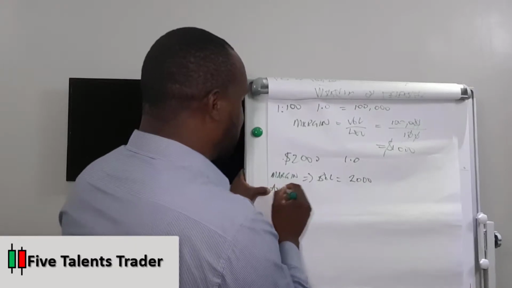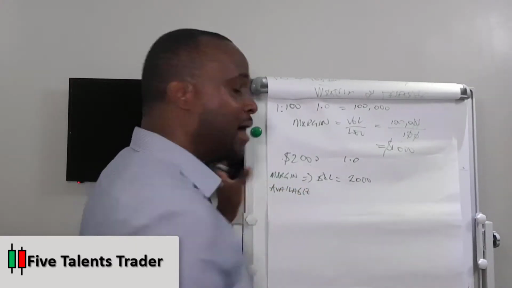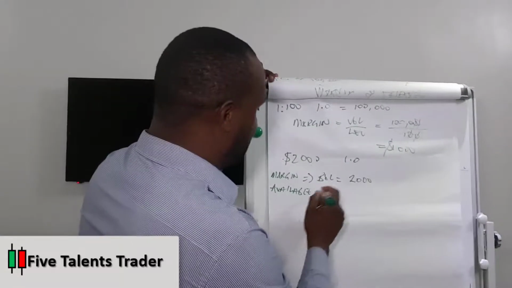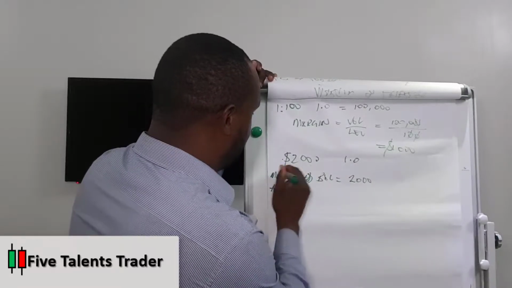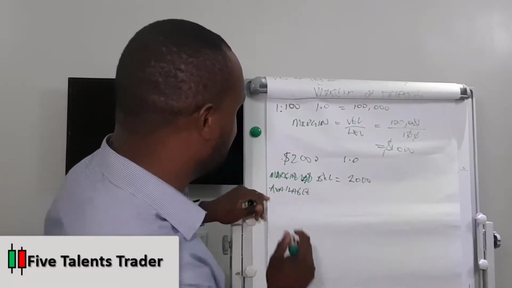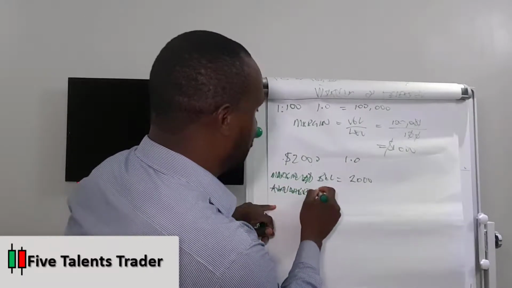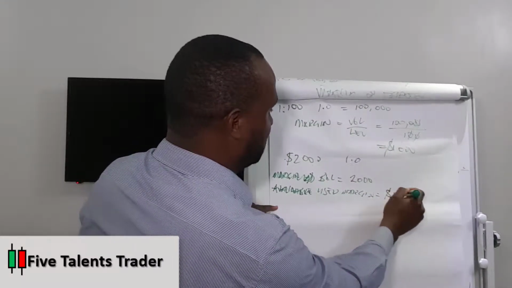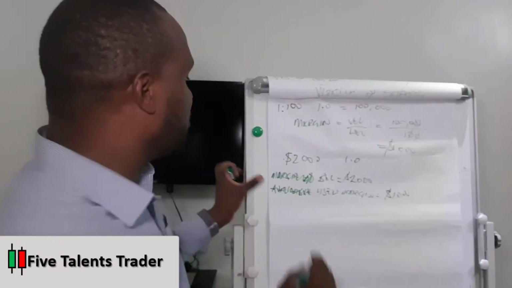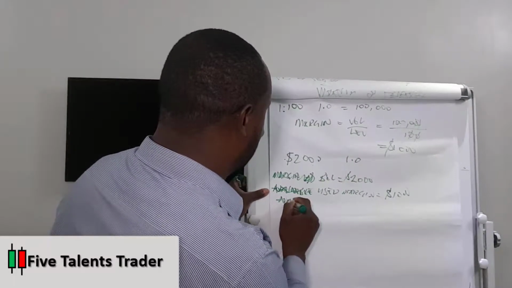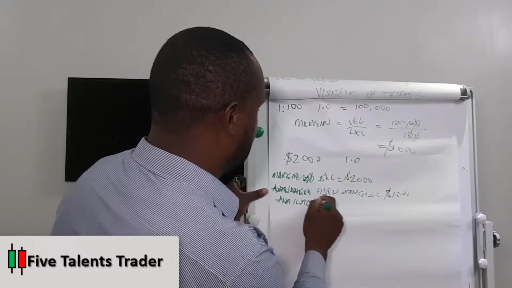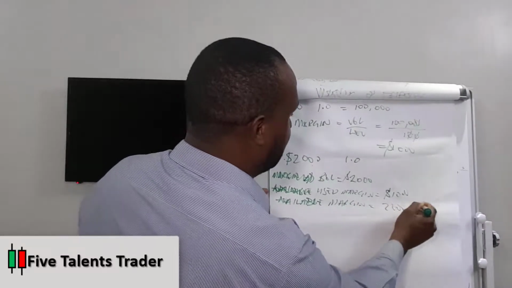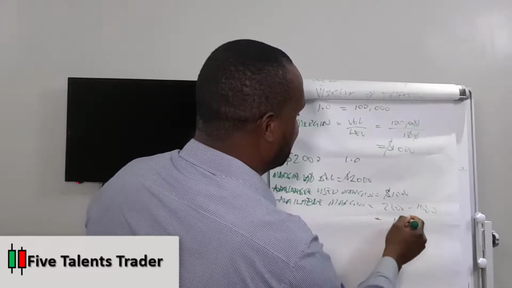Your available margin for any other trade, since you already have this one open. Let's not confuse this. Your balance will be 2,000. Your used margin, we've already done the calculation here, it is $1,000. Yeah, so your available margin, that free margin, would then be 2,000 minus 1,000, which leaves you with 1,000.